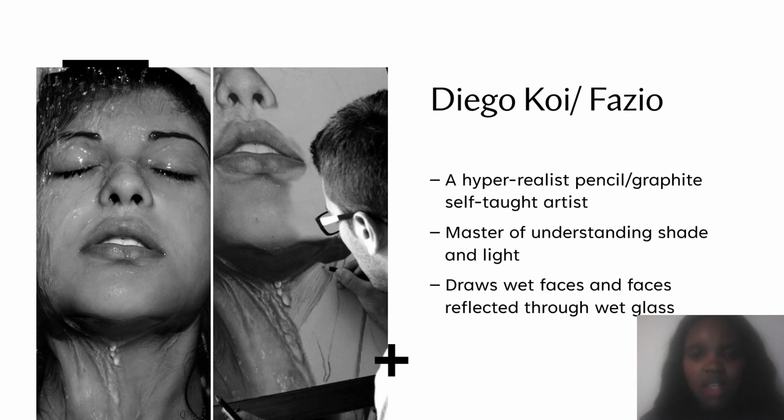So these are the artists. Diego Fazio is the artist that did the picture that we saw and discussed. He's a hyper-realist self-taught artist, and he focuses on the shades of light and dark. We can see there are areas of dark underneath the neck, and he's used specific hatching and thin lines to create the texture of the skin on the neck to make this evident.